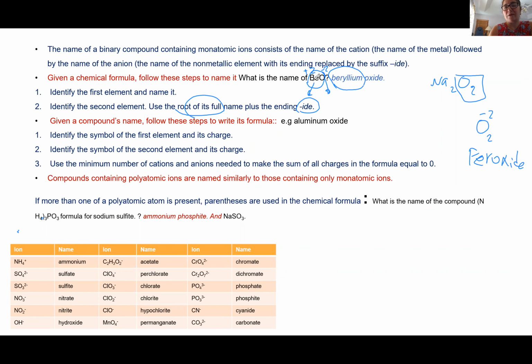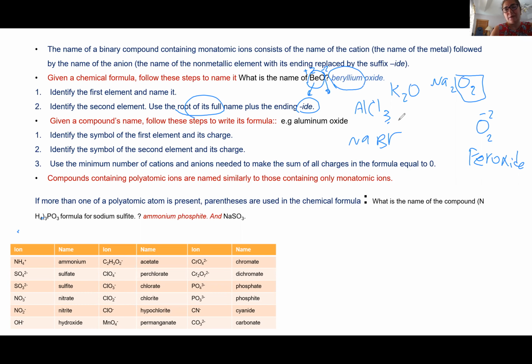So you have beryllium oxide, you have aluminum chloride, you have sodium bromide, aluminum chloride, potassium oxide. You notice I don't care about these numbers, because it's understood that if you have 1 oxygen, you must have 2 potassium to cancel the charges. So if the formula is given, that's how you write the name for ionic compounds, binary ionic compound.